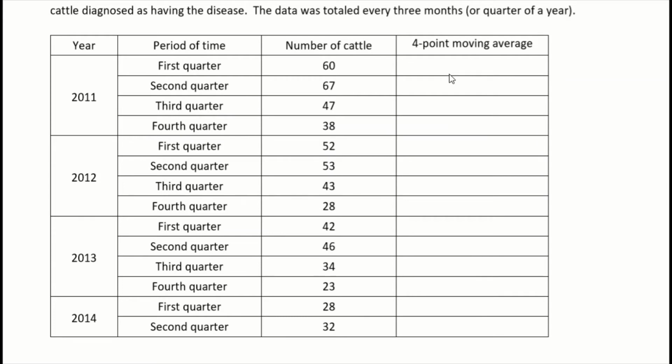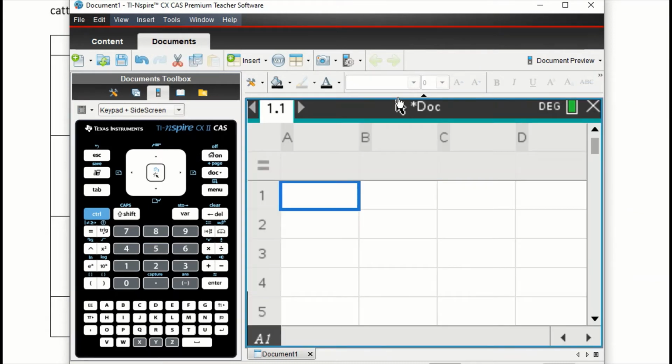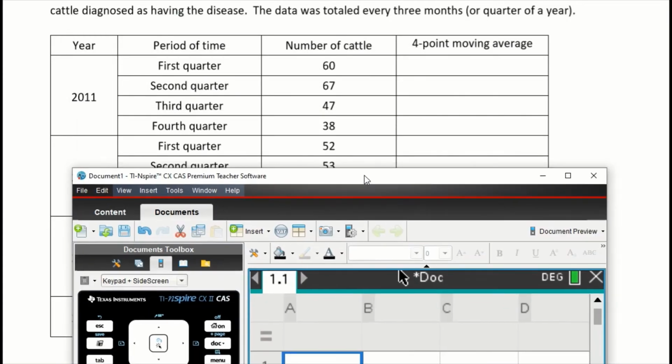But before that, let's use our calculator to help us construct a time series plot, and from there see whether there's a pattern in terms of the seasonal variation. I hope that you still remember how to do that. So add list and spreadsheet. Remember your calculator doesn't recognize first quarter, second quarter, third quarter. It only recognizes numbers. So we are just going to put it as the first data point, second, third, fourth, fifth, sixth, seventh, and so on.